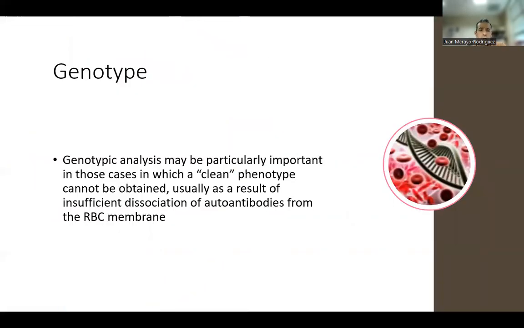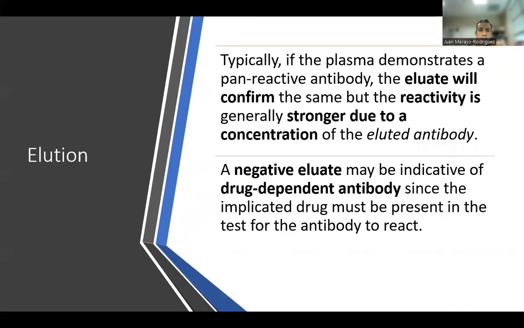Looking into genotype, this may be particularly important in those cases in which a clean phenotype cannot be obtained, usually as a result of insufficient dissociation of autoantibodies from the red blood cell membranes. Elution. Typically, if the plasma demonstrates a pan-reactive antibody, the eluate will confirm the same, but the reactivity actually will be stronger due to the concentration of the eluted antibody.